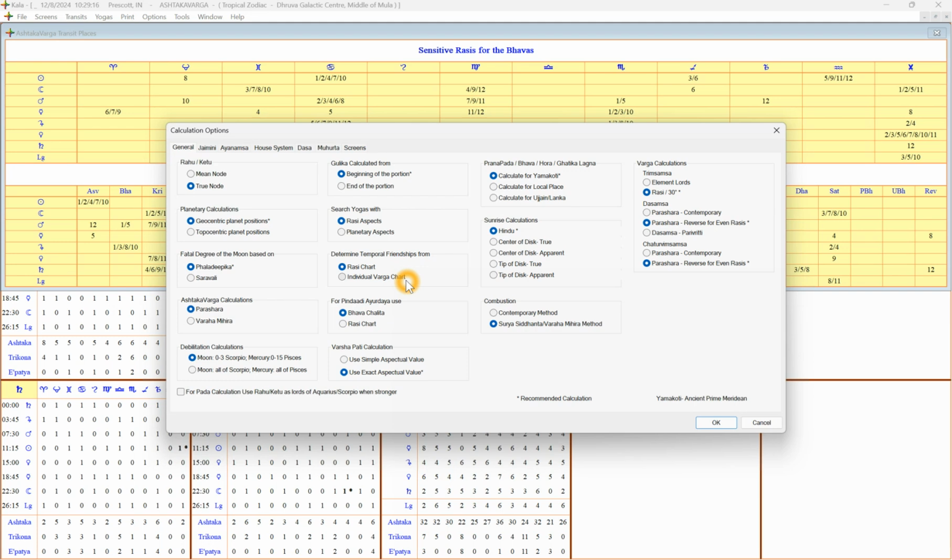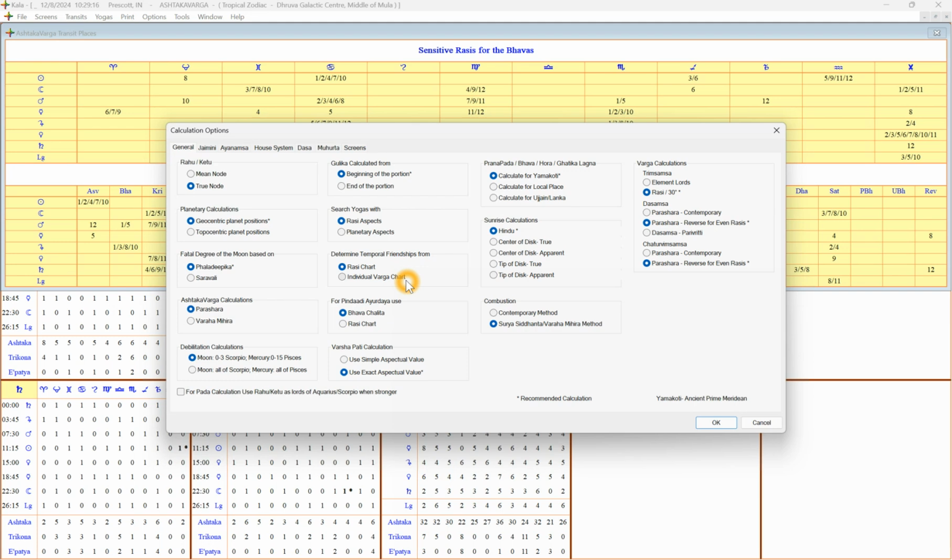Okay. We also, for instance, one of the time factors we have is the lunar days. Every 12 degrees that the moon moves away from the sun is another lunar day. The lunar day is found in the Rashi chart. We don't have a different lunar day for every Varga chart based on where the sun and moon are from each other in the Varga chart.